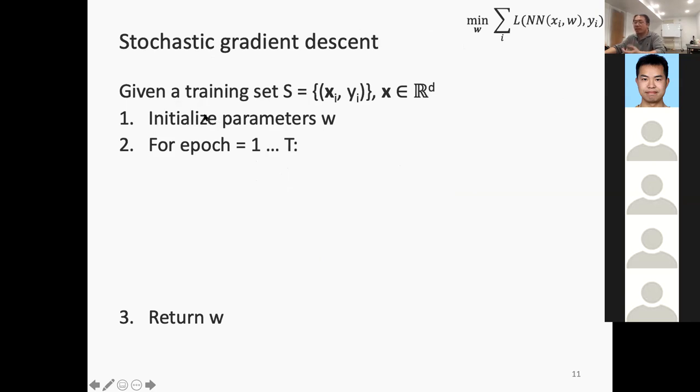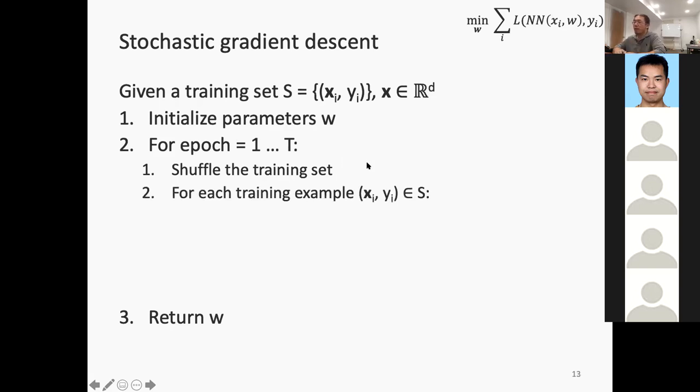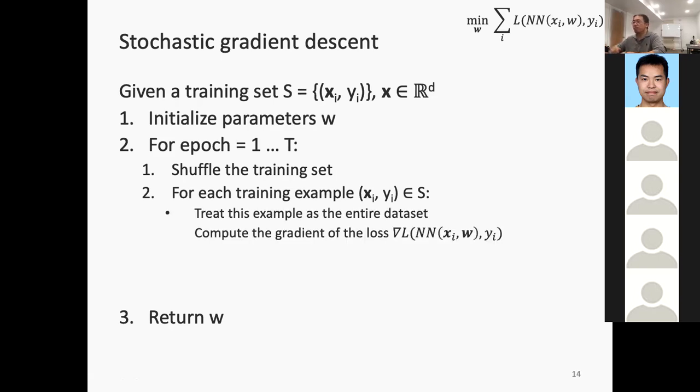We initialize the parameters of the neural network weights. Then we go through the whole data set for t epochs. Inside each epoch, we first shuffle the training set randomly, and then we process each training example. To process each training example, we treat this training example as the entire data set, then compute the gradient of the loss on this fake training set. And this gradient is the stochastic gradient.